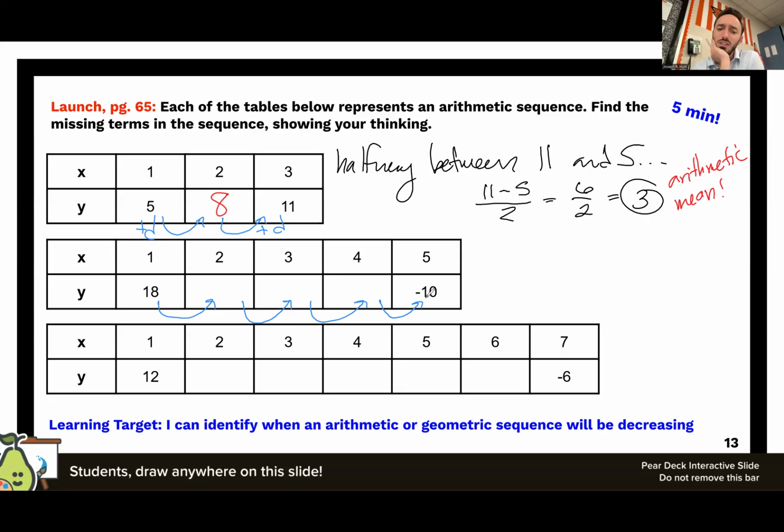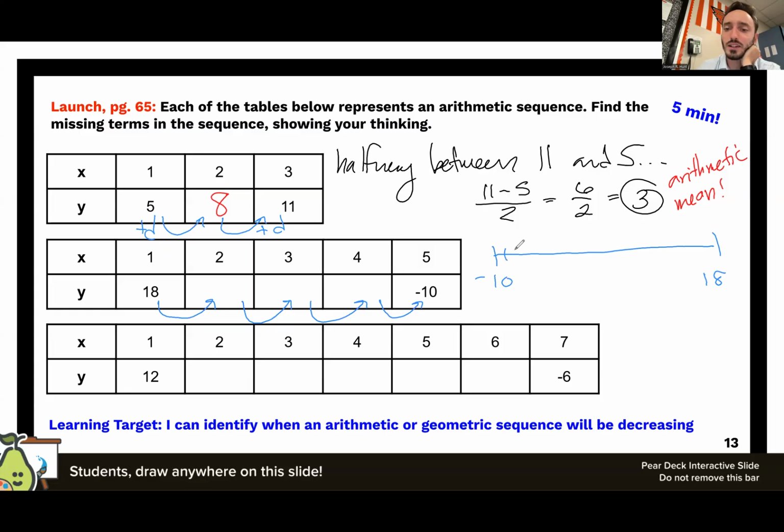What's going to be interesting here is if I'm trying to think strategically about how to find that missing value, I could maybe go back to this idea where I'm thinking about a number line. What's interesting here is that my sequence is decreasing. So if I'm drawing this on a number line, I've got to put 18 further to the right and negative 10 further to the left. Now, I've got a lot of numbers that are going to be caught in between there.